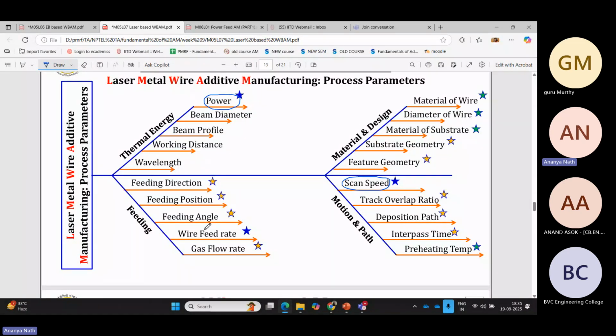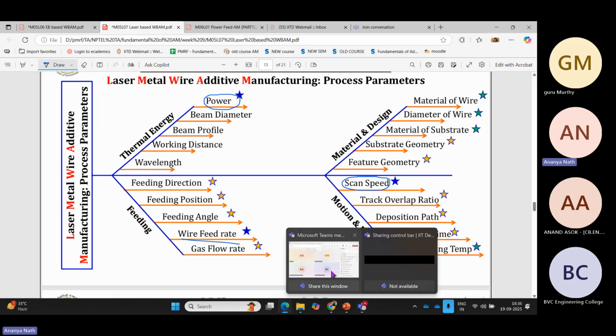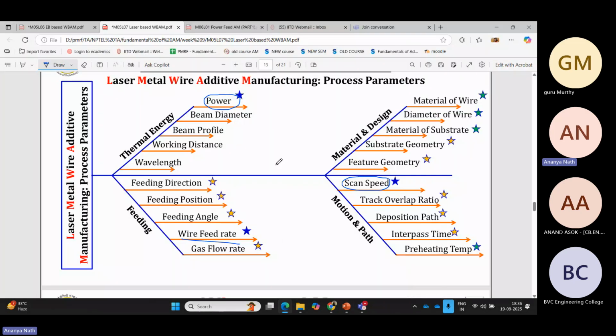And then if it's wire based, then wire feed rate is another thing, along with the speed of the printing as well. If I divide this process parameter set into four categories, they are thermal energy, feeding, material design, and motion. Thermal energy is based on the laser. So laser power is one thing. Then laser spot diameter is one thing.